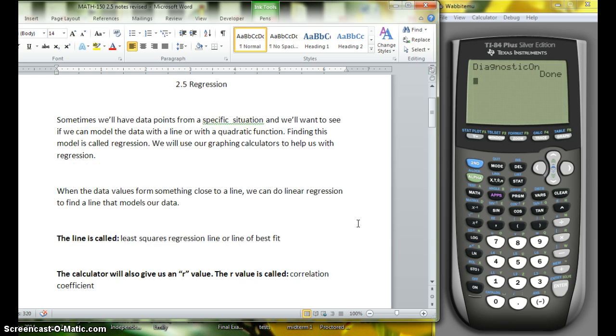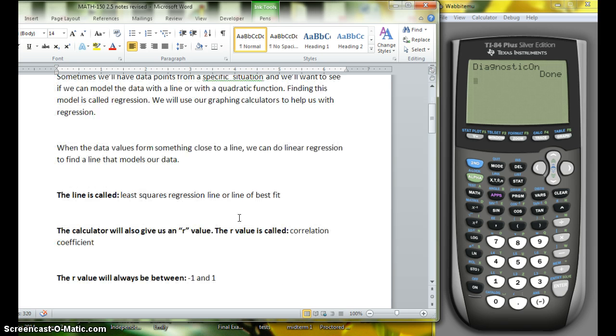Okay, so like this says, sometimes we'll have data points from a specific situation, and we'll want to see if we can model the data with a line or a quadratic function. Finding this model, finding something that lets us estimate, is called regression. So when the data values form a line, we do linear regression. The line that we get is called the least squares regression, or the line of best fit, and our calculator will give that to us.